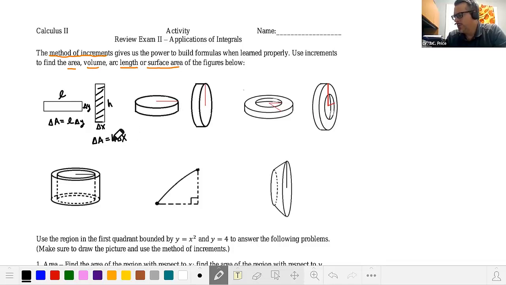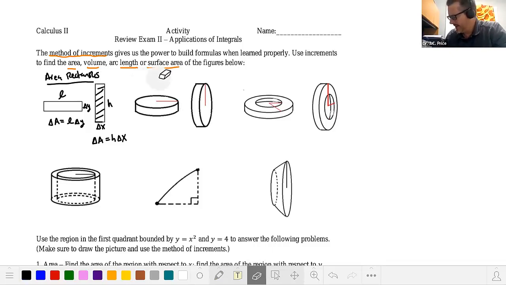And then we move on to volume of a disk. So how do we find the volume of a disk? I just said over here we're trying to find the area of rectangles. We have two rectangles, a horizontal and a vertical. And then over here, let's write, how do we find the volume of a disk? So volume of disks.